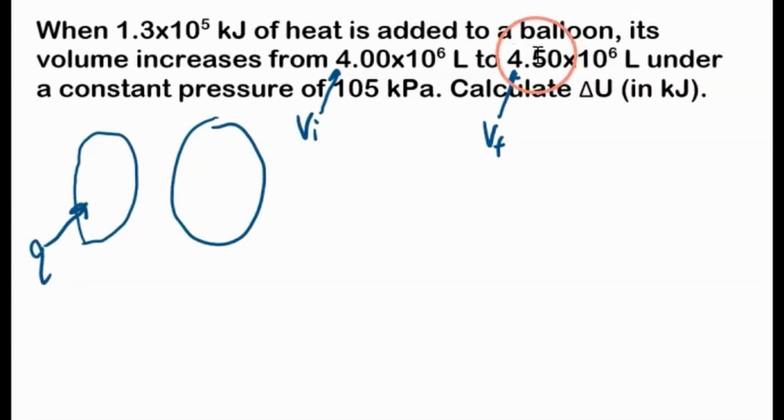So we have this changing volume, and this is our initial volume, this is our final volume, under a constant pressure of 105 kilopascals. So this is our pressure. Now it's constant, and this is a balloon, so it's going to be equal to the atmospheric pressure. And we want to calculate the change in internal energy in kilojoules.